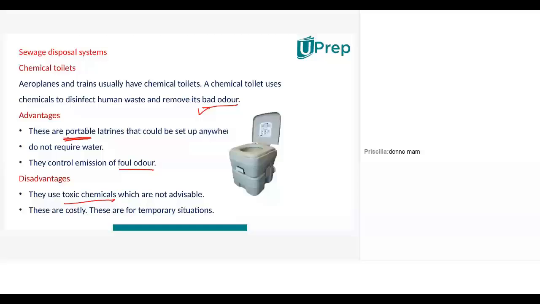And obviously the second disadvantage is that it is costly, right? It is not a permanent solution, as in people can't put it at houses, hospitals, offices, malls, etc. This is not a permanent solution. These are only for temporary solutions, right? For example, in aeroplanes, one really can't afford so much water for flushing the toilet, right? So there's very little water being used, but it's more of air that's being used in this chemical toilet.